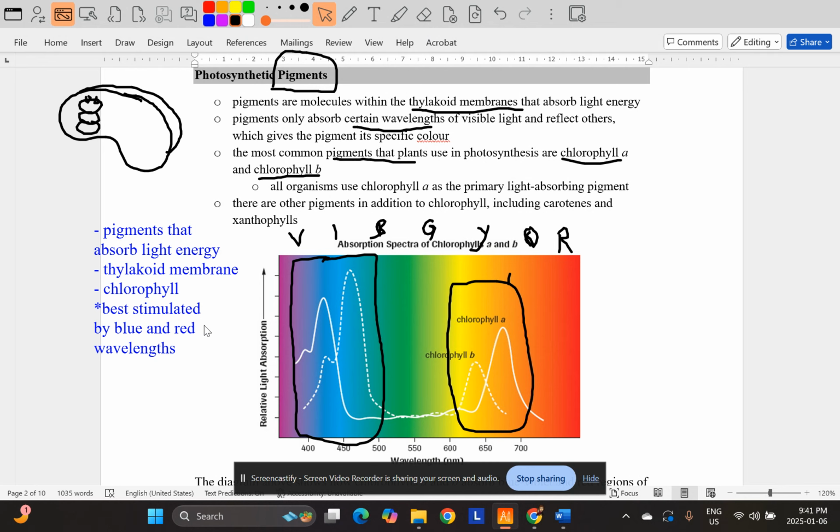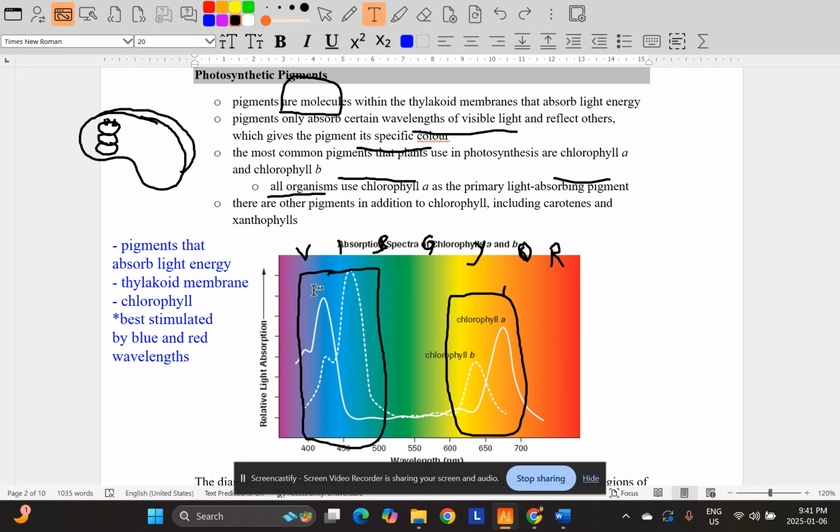So now you're probably wondering to yourself, though, why is a plant green? When I look at a leaf, why is it green? Well, here's the thing. The pigments absorb the blue and the orangey red, but the plant reflects the green wavelengths of light, and that is what you see.